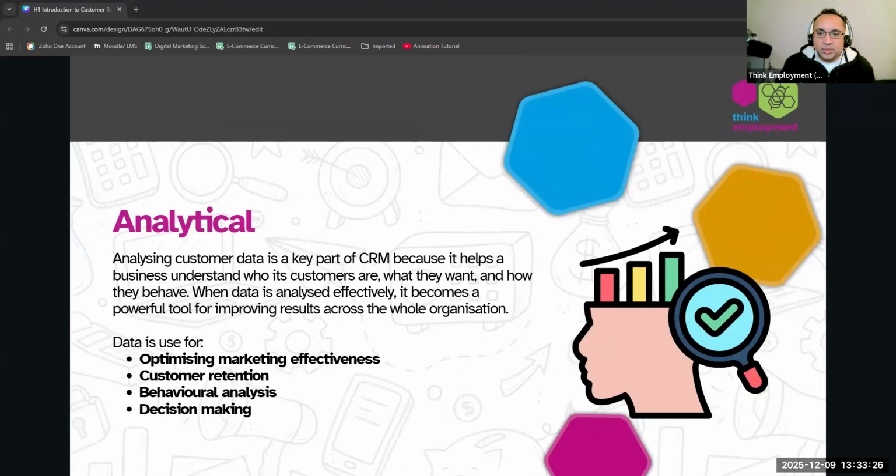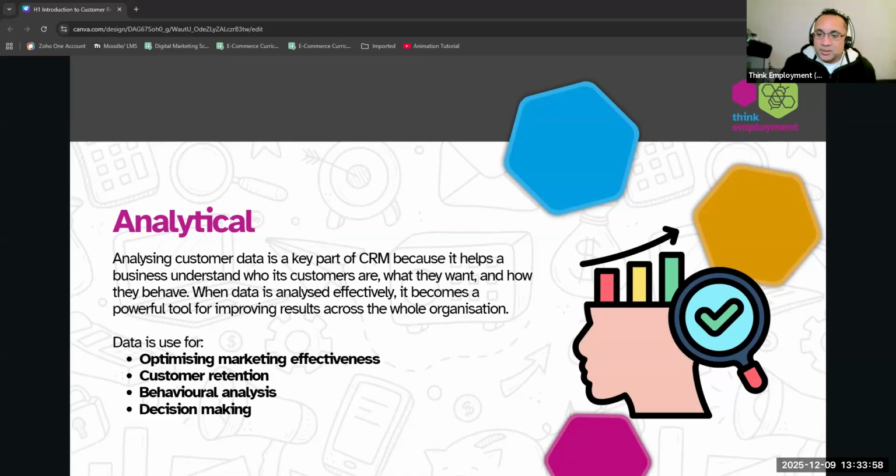Analytical. So by studying customer preferences, engagement levels, buying behavior, and responses to previous campaigns, businesses can identify what works and what doesn't. It allows them to refine the messaging, the targeting, the right audience, choose suitable platforms, and schedule campaigns for maximum impact. Over time, this leads to more efficient marketing and better return on investment.